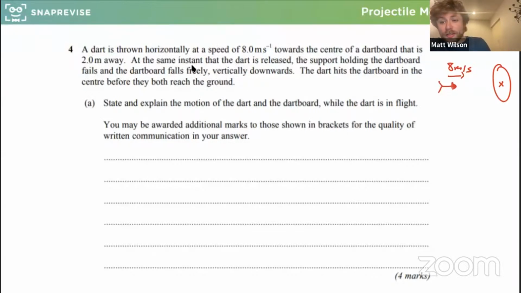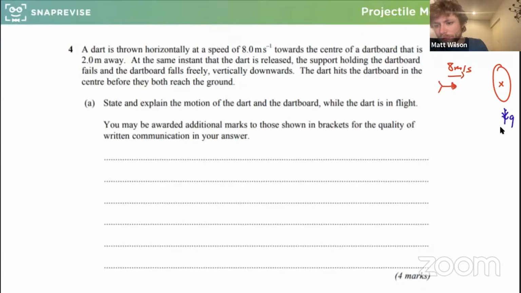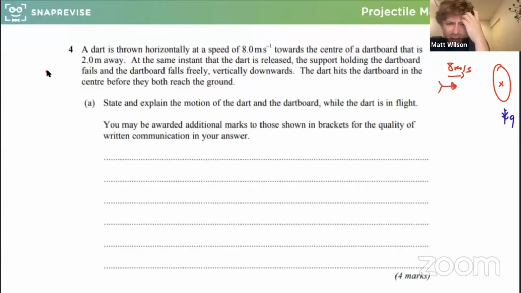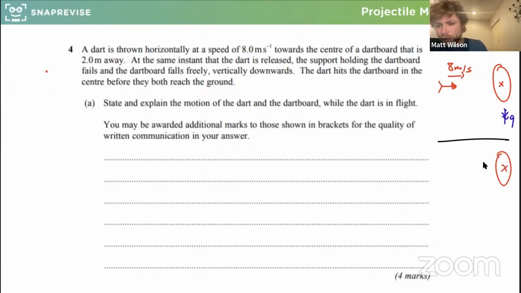At the same instant that the dart is released, the support holding the dartboard fails and the dartboard falls freely. So the dartboard is under free fall from gravity. The dart hits the dartboard in the center before they both reach the ground. So at some later time, both things have fallen down, and they're saying that the dart hits the dartboard in the center. So we end up in this situation.